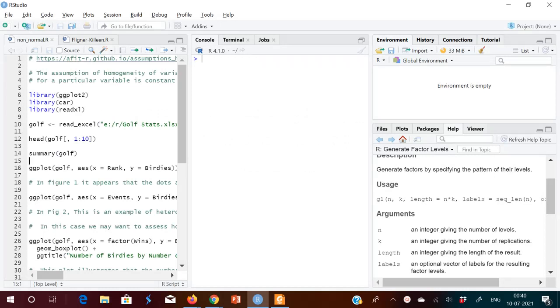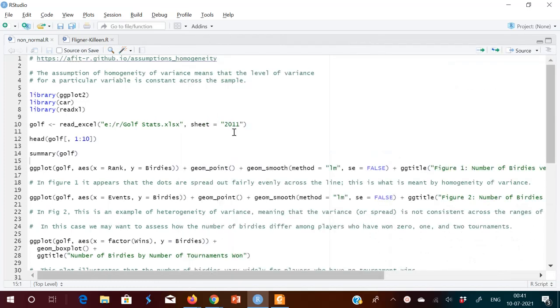Today, I'll be explaining how to test for the homogeneity of variance in a group. Okay, so this is my code for that. The assumption of homogeneity of variance means that the level of variance for a particular variable is constant across the sample. So, I'll show you how it is homogeneity or heterogeneity of variance.